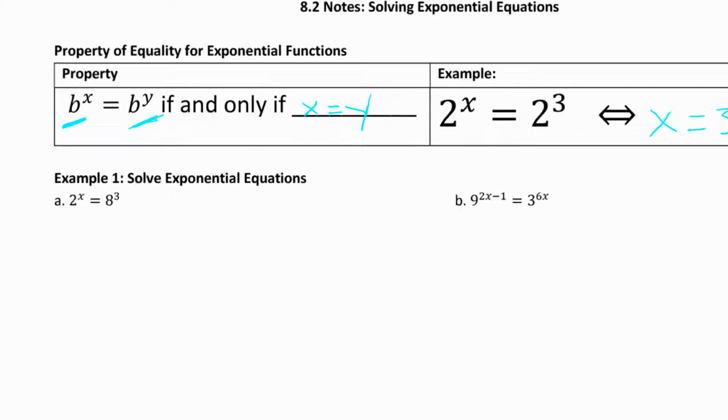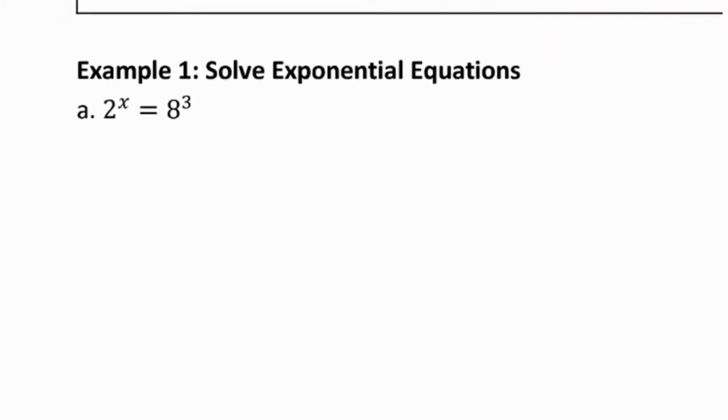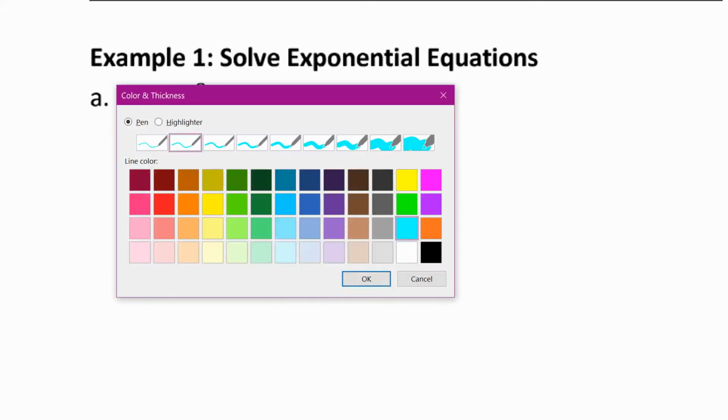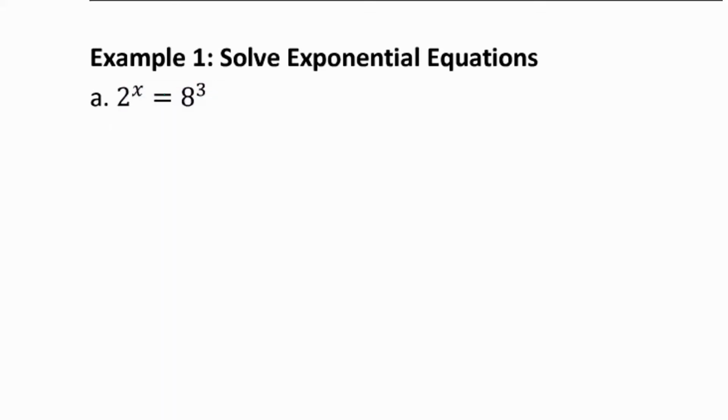So for example 1, do you see the problem? We need to have 2's on both sides. So you want to start every problem by hedging. The 2 is already broken down. Let's hedge the 8. 8 divided by 2 is 4. 4 divided by 2 is 2. 2 divided by 2 is 1.